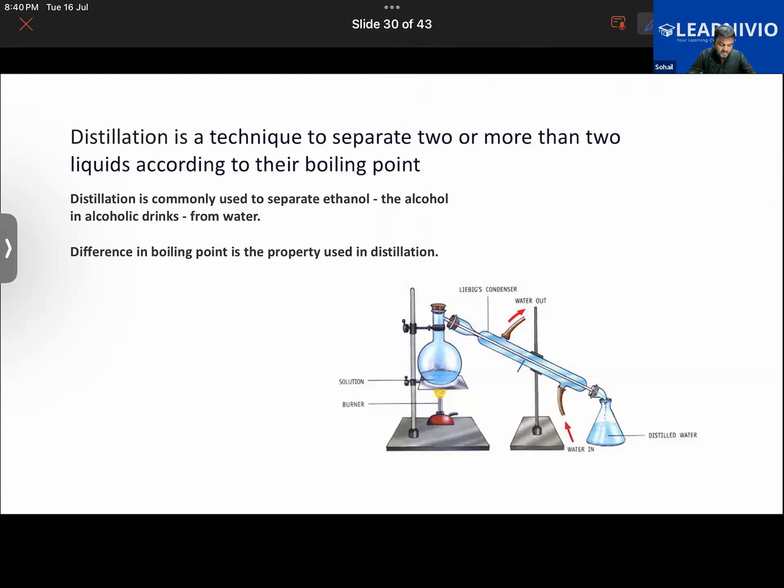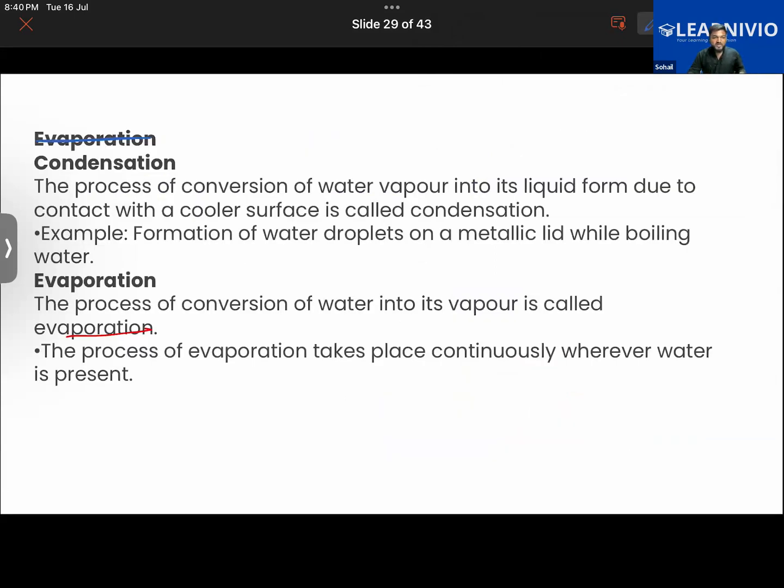Okay, let me add a few important points about condensation and evaporation. We know there is a process called evaporation. In evaporation, a given substance from a liquid state will convert into the gaseous state. That is called evaporation. And water can evaporate at any temperature.